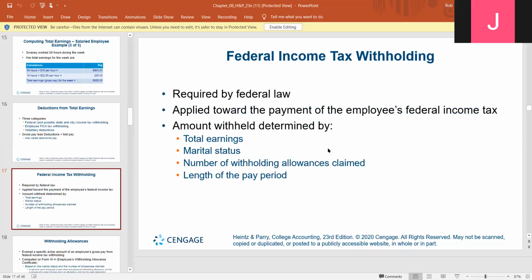So let's learn about this a little bit. Federal income tax withholding is required by federal law. It's applied toward the payment of the employee's federal taxes. The amount withheld will be determined by the total earnings, the marital status, the number of withholding allowances claimed, and the length of the pay period.